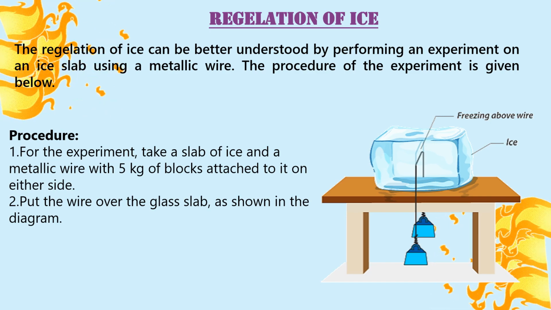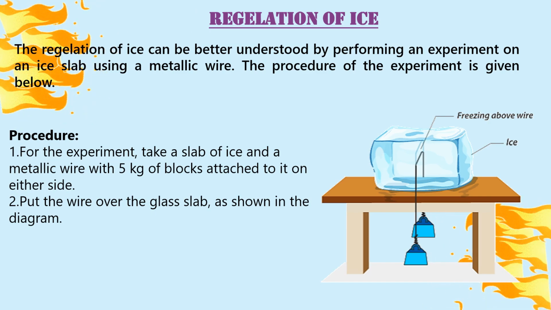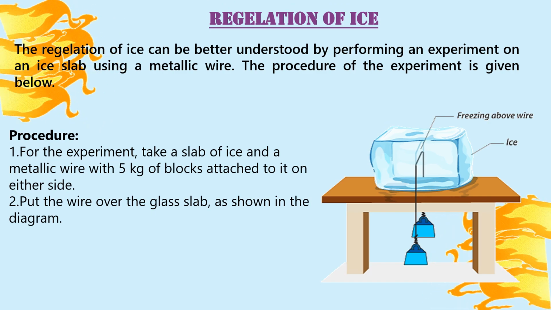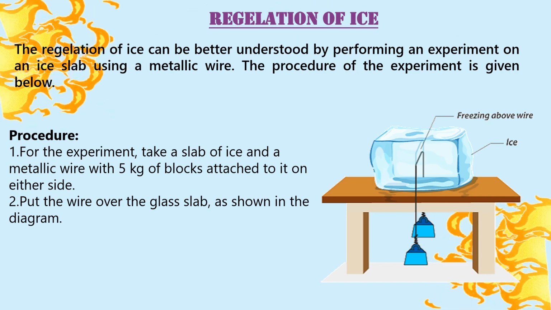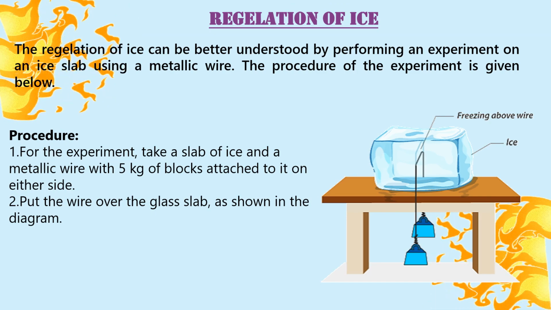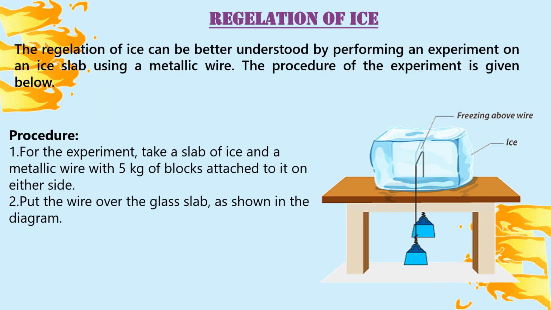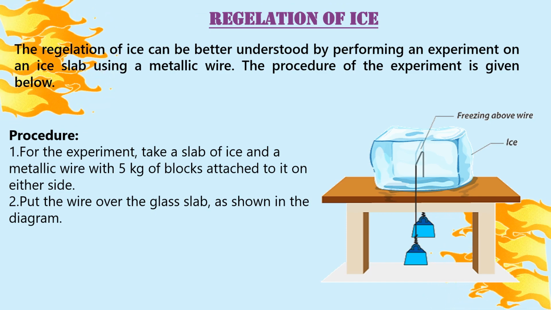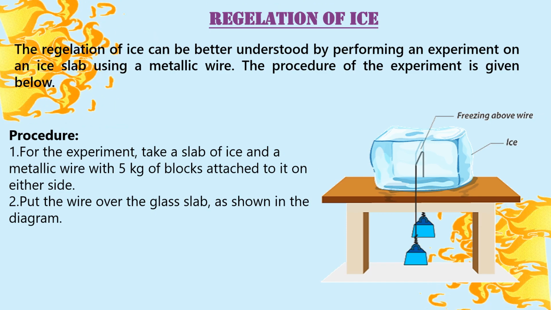For this experiment, take a slab of ice and a metallic wire with 5 kg blocks attached to it on either side. ठीक है, मेटालिक वायर के दोनों साइड्स पे हम लोग क्या अटैच करेंगे, वजन, वेट अटैच करेंगे. Put the wire over the ice slab as shown in the diagram.